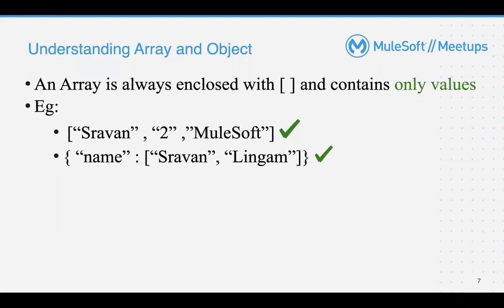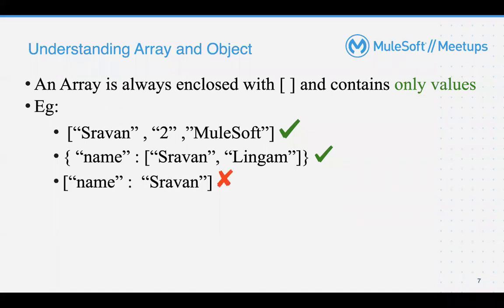So here I have the key name, and key and value are always separated by a colon. Yes, I have a colon. Then again, when I check this value, it is an array. Now I have to validate whether this is a valid array or not. When I check the condition of an array, it should have only values separated by commas, and Shravan, comma, Lingam is a valid array, and this whole thing is a valid JSON.